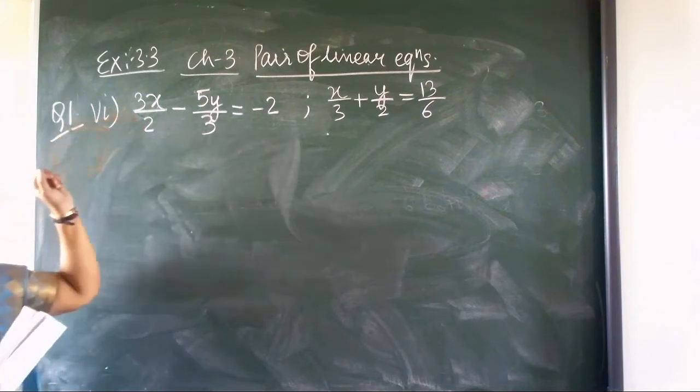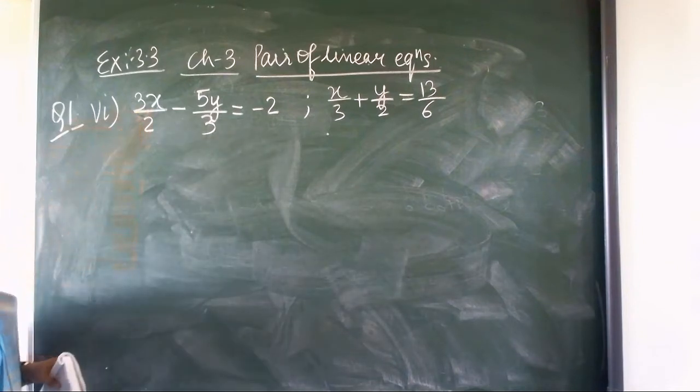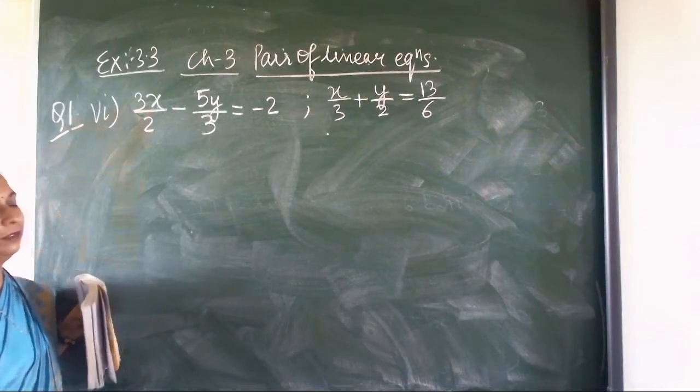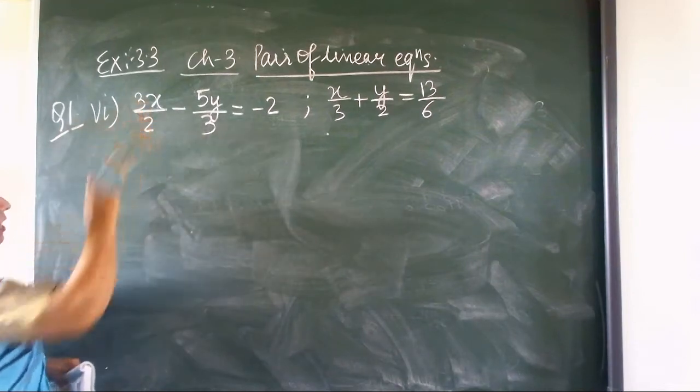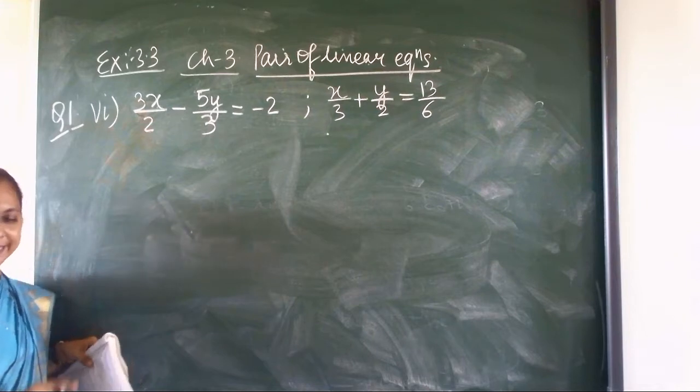Question number 1, sixth part. 3x upon 2 minus 5y upon 3 is equal to minus 2. Another equation is x upon 3 plus y upon 2 is equal to 13 upon 6. Now this is in the fraction form. So first we remove the denominator by taking LCM.